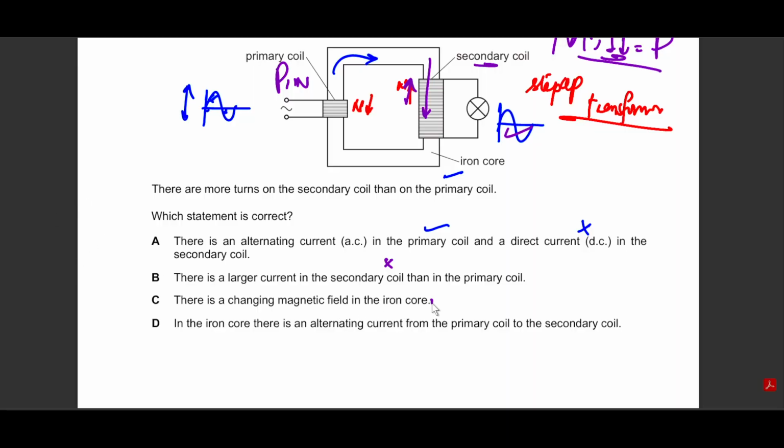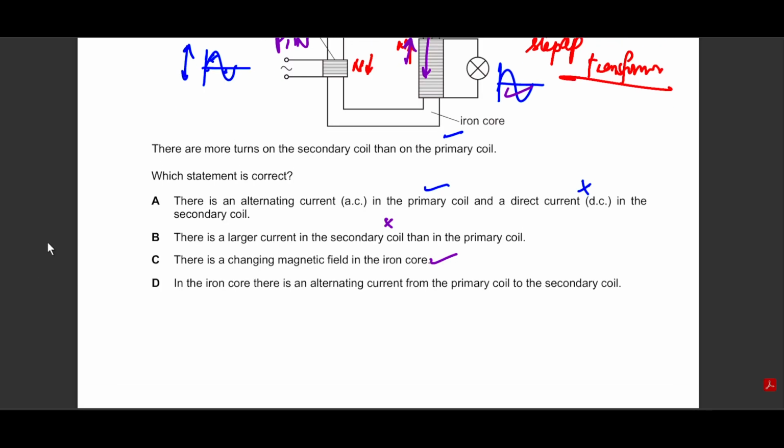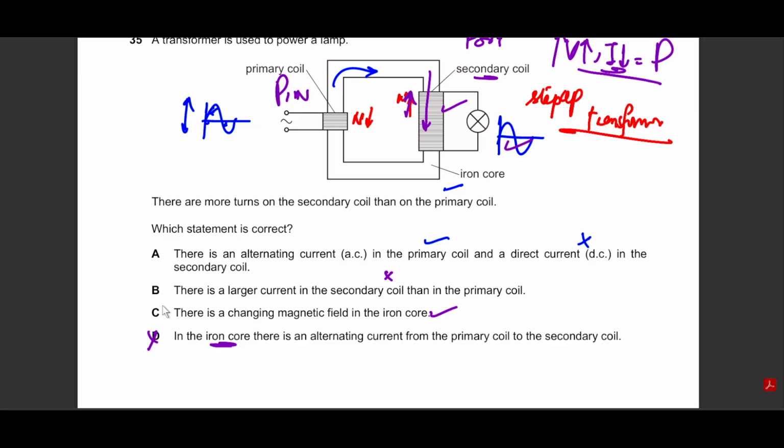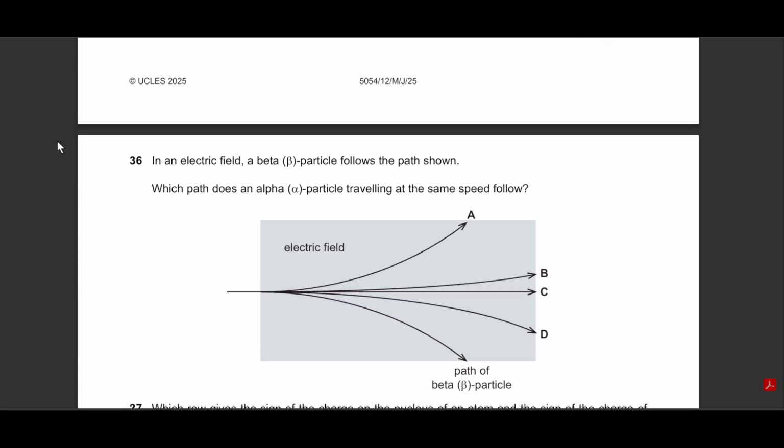Part C, magnetic field of the core. Yes, there is. Seems to be the right answer, but let's see. D is an alternating current in the iron core. No, there are no alternating currents in the iron core. There is alternating current in the secondary coil. So this is wrong too. The best answer will be option C in this situation.